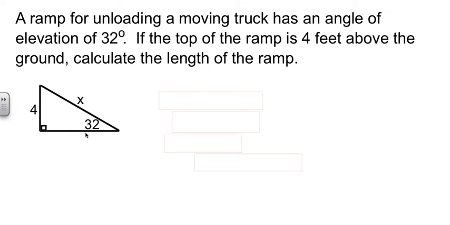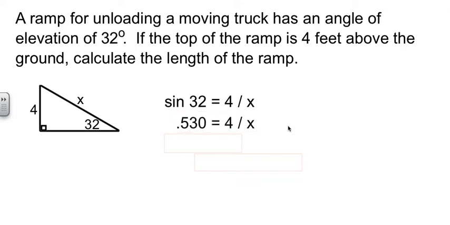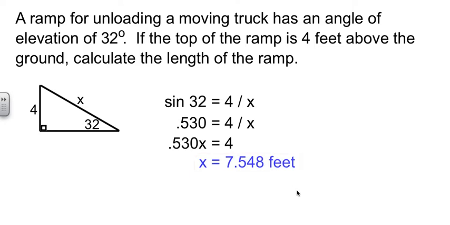Now from our angle, what do we have? We have opposite. We're looking for hypotenuse. Opposite over hypotenuse is sine. Okay. So sine of 32 equals 4 over x. We'll figure out sine of 32 degrees from our calculator, multiply by the x, and then divide by the decimal. And we find out that the ramp is a little over 7.5 feet long.